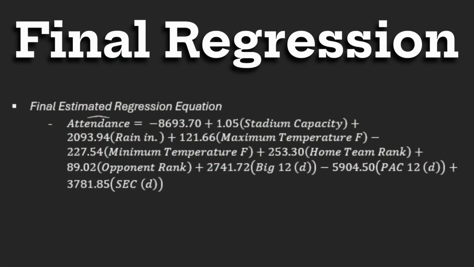Here we have our final regression model. As you can see, we're predicting attendance, and we used a variety of factors. After testing and making sure that each of these variables was significant, we ended up knowing that stadium capacity, the amount of rain in inches a game receives, the maximum temperature in Fahrenheit that a game has, the minimum temperature in Fahrenheit that a game has, the home team's ranking, the opponent's ranking, whether the school's in the Big 12, whether the school's in the Pac-12, and whether the school is in the SEC are all statistically significant predictors of attendance.